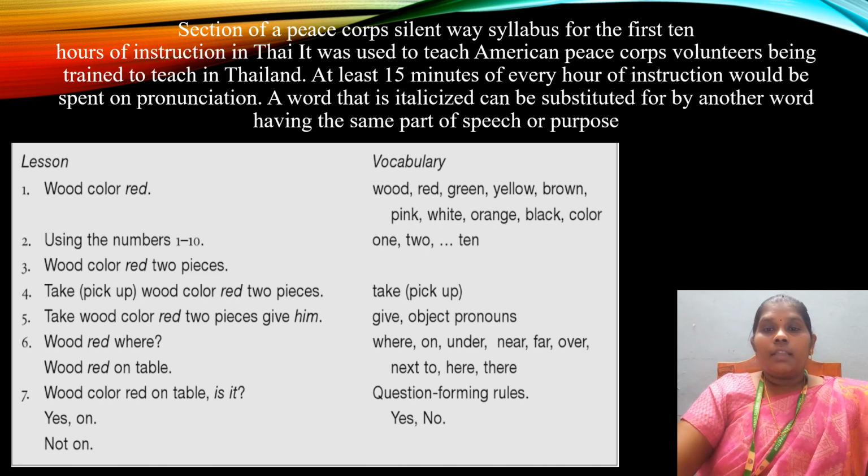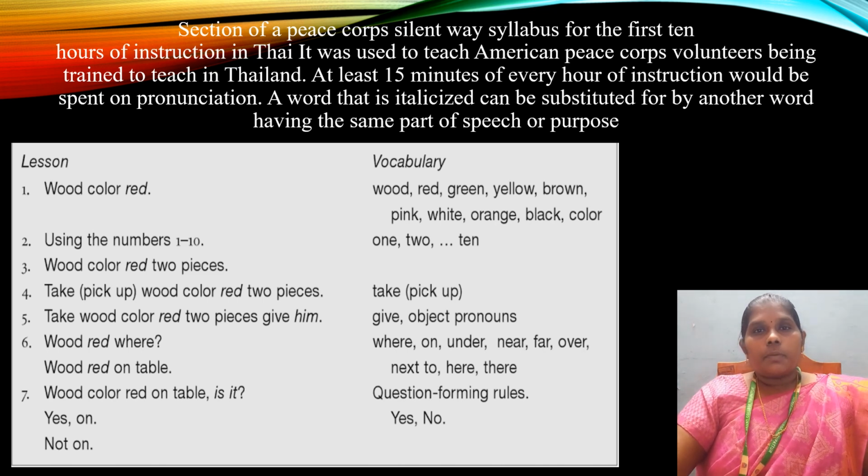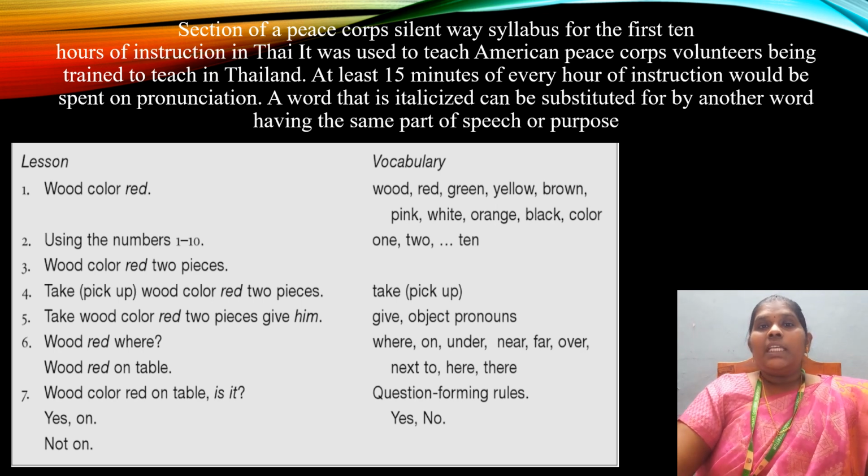The plate color red, the plate color green, like that. So it is about substitution, pronunciation and substitution. Second one, using the numbers from 1 to 10. You can see here, wood color red 1 piece, wood color red 2 pieces, wood color red 3 pieces, wood color red 4 pieces, like that.